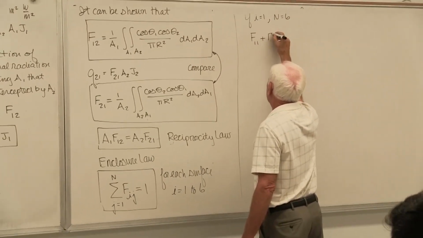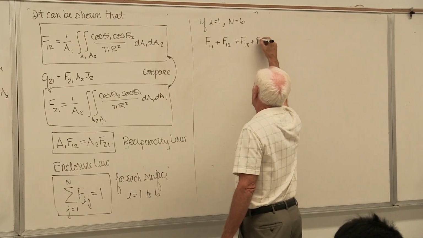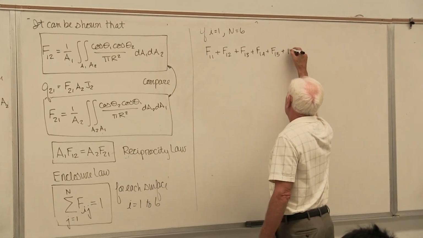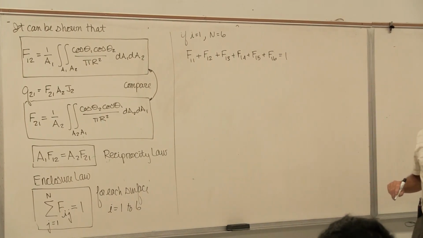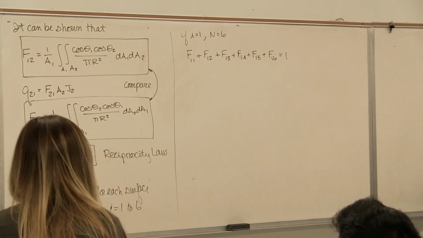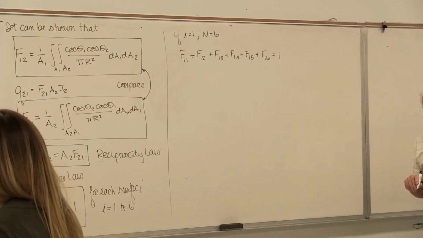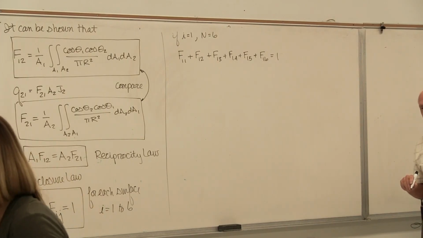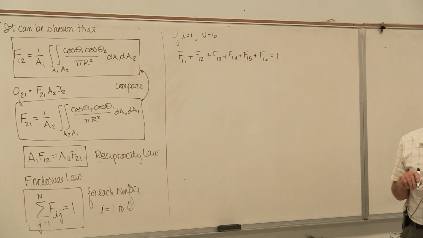F11 plus F12 plus F13, F14, F15, F16 equal 1. I can write a similar equation for each of the 6 surfaces in this room. F21 plus F22 plus F23 plus F24 plus F25 plus F26 equal 1, and so on. I'm going to tell you what F11 is in just a minute, okay?